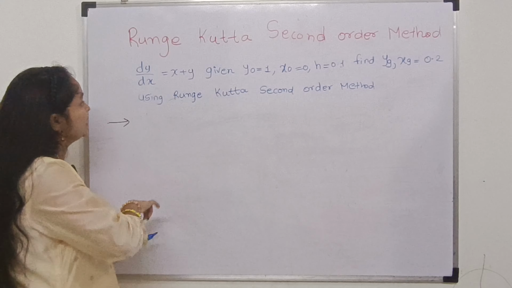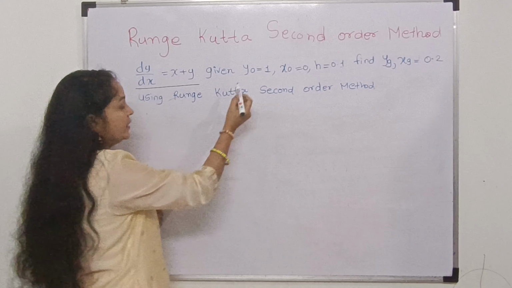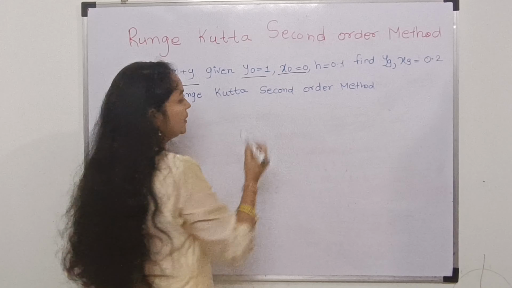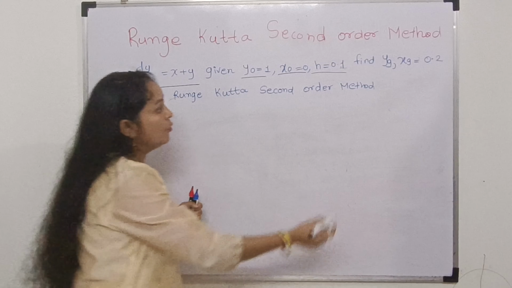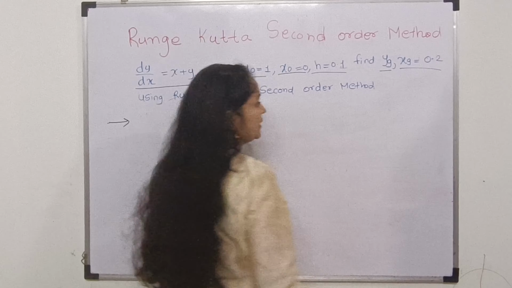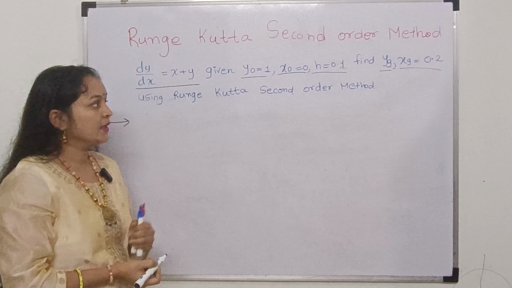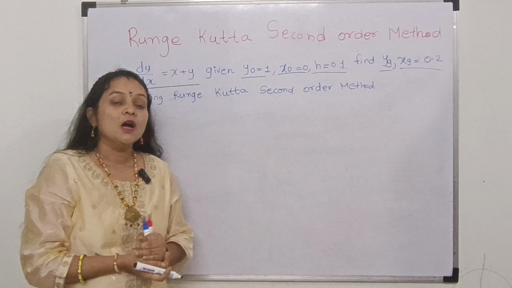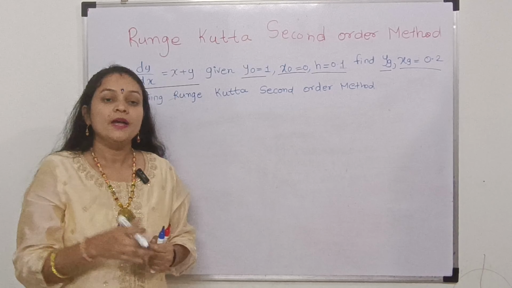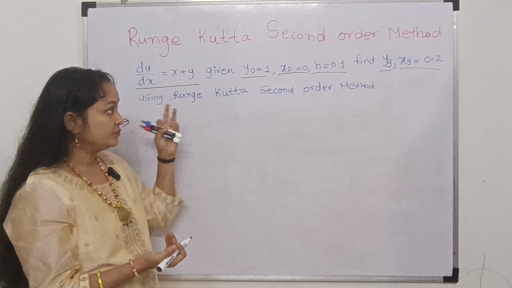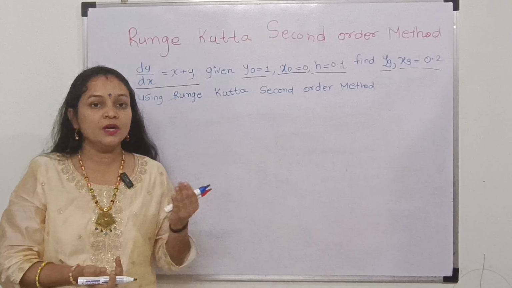Now here they are asking: dy by dx is equal to x plus 1, which is given with y equal to 0 at x equal to 0, and they are giving h equal to 0.1. Find yj when xj is equal to 0.2 using the Runge-Kutta second order method, right? So in that you are supposed to use two coefficients of Runge-Kutta. In my next video, I will upload the Runge-Kutta fourth order method, in which you are supposed to use four coefficients of the Runge-Kutta method.